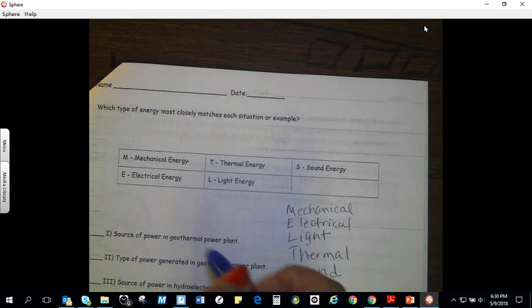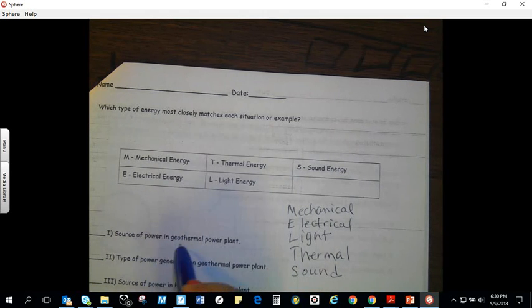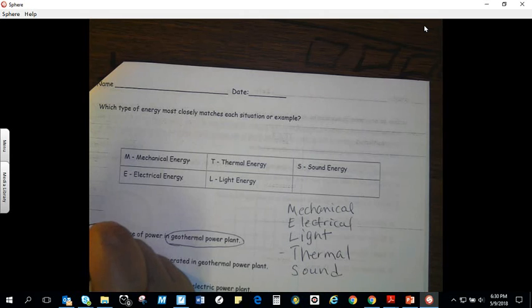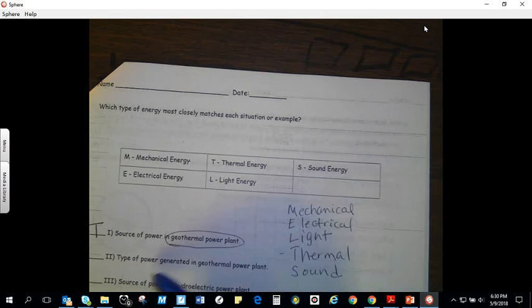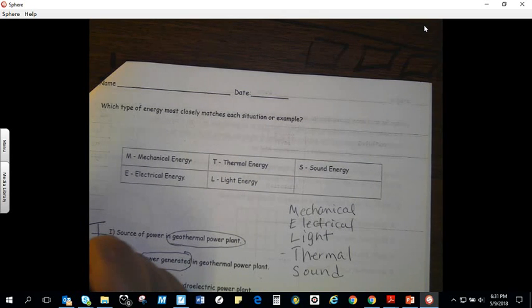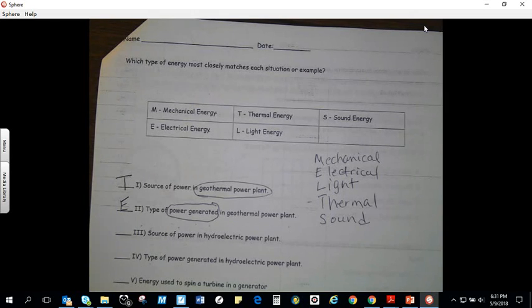Okay, so let's look at this. Source of power in a geothermal power plant. So this is from the ground. A source of power in geothermal power plants. That's thermal. T. Okay, type of power generator in a geothermal power plant. So there has to be a generator. So what type of power generator is there? So they have to have an electrical, because that's going to be running on some electricity, so you have non-renewable to help with the renewable.